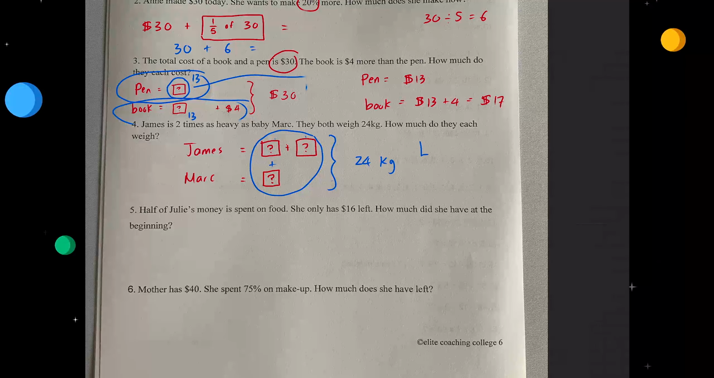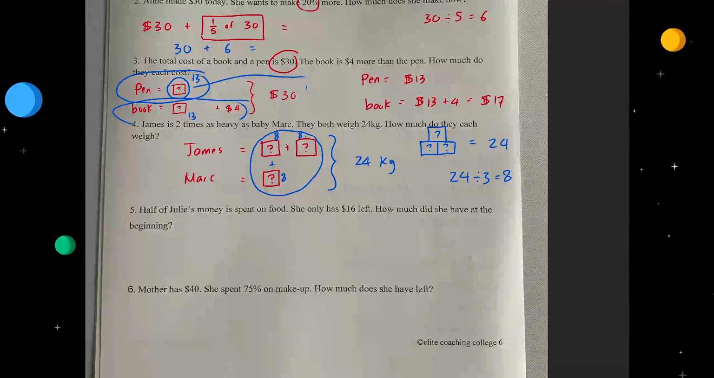This is how much she spent. So all of this is how much she spent. So how much does she have left? Well, she has left this amount. This is how much she has left. She has left 1/4. She spent 3/4, so she has left 1/4.